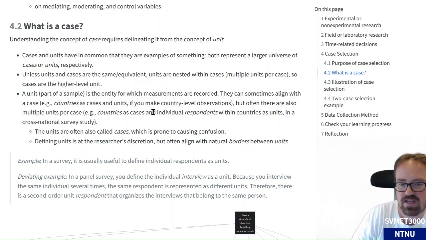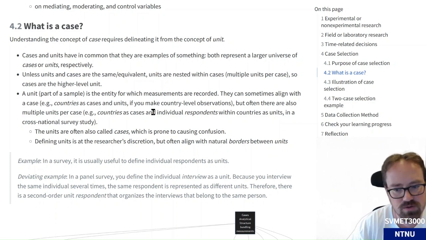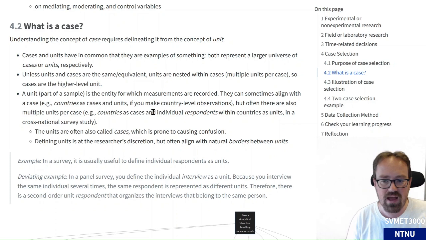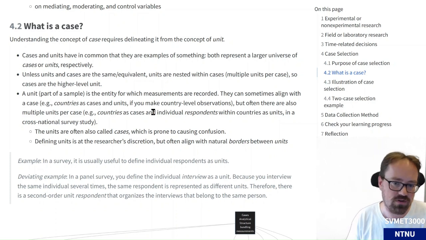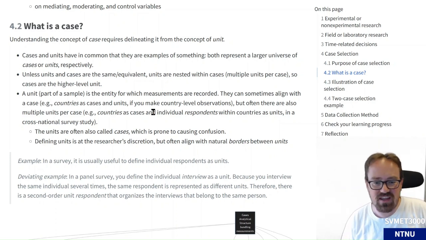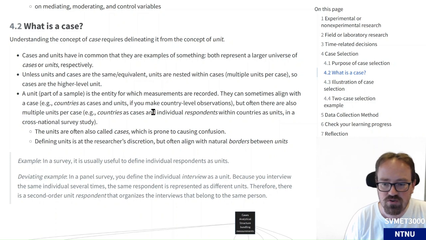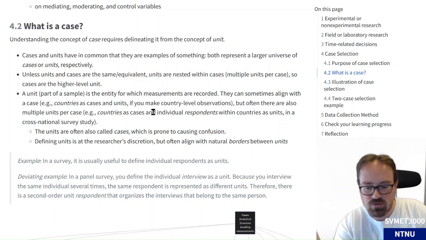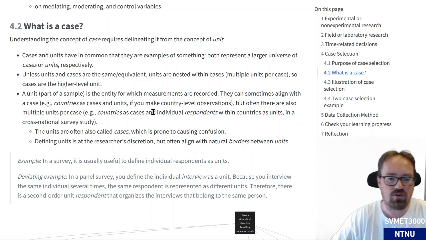Countries, for example, as cases, and individual respondents within the countries as units, as in a cross-national survey. What I talked about before, we could in principle have one person that's a citizen of two different countries and is in each of the countries when the survey is being run, and accidentally the same person is included in two different countries. Then one unit is shared between two cases. That is absolutely possible and not really a problem.